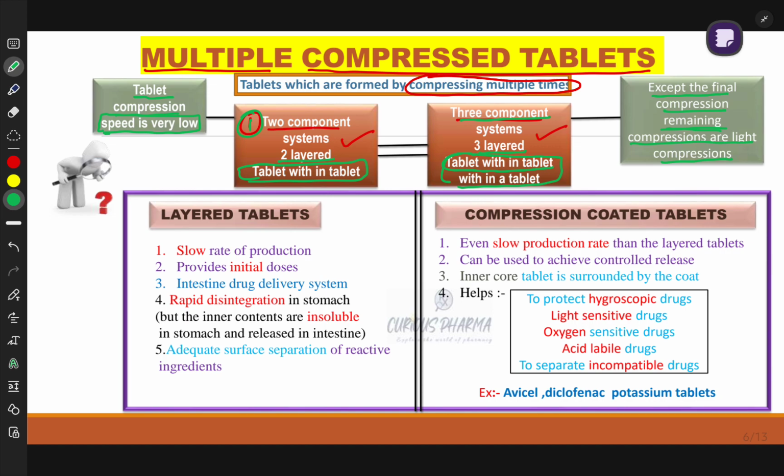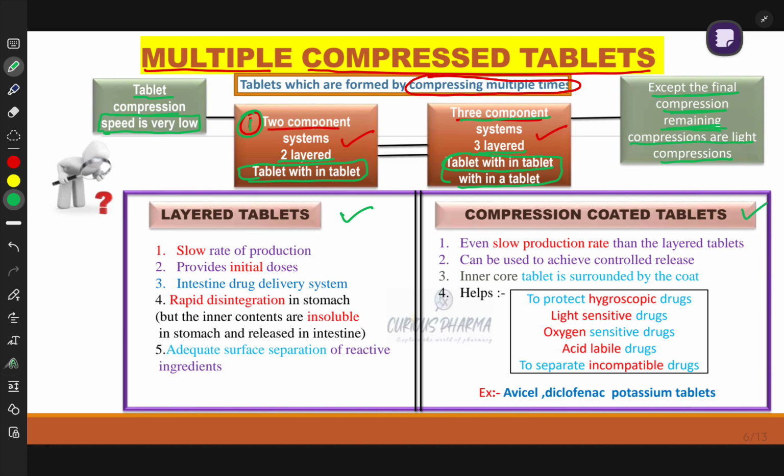You remember all the advantages and disadvantages that were covered in the first lecture, so that you will be able to understand very clearly why in the final compression we are using more pressure. Then the different types: layer tablets, compression coated tablets.